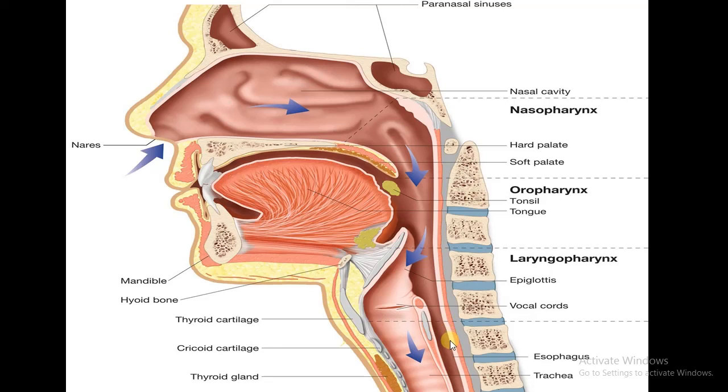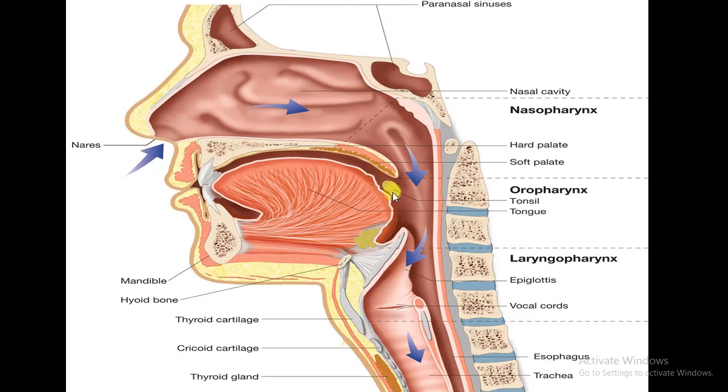But remember that the pharynx performs only one function at a time. What does it mean? It means that when we are breathing, swallowing is inhibited. When we are breathing, we are not swallowing. And when we have to swallow, the breathing is inhibited. So when you are swallowing, your breathing is inhibited and air will not pass through the pharynx. And when you are breathing, you cannot swallow.